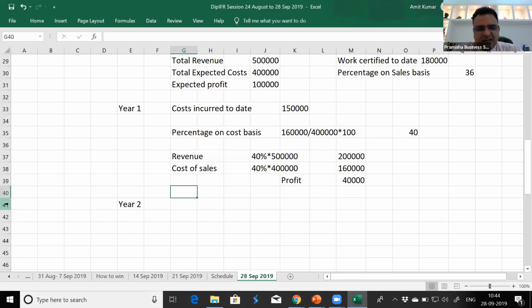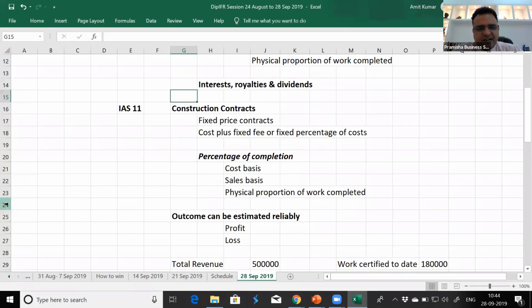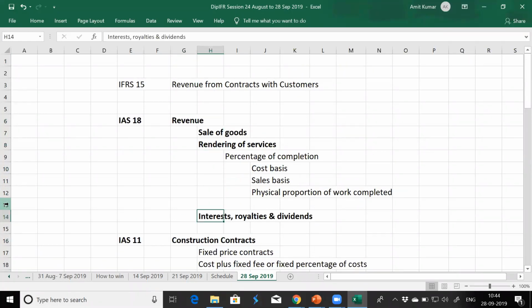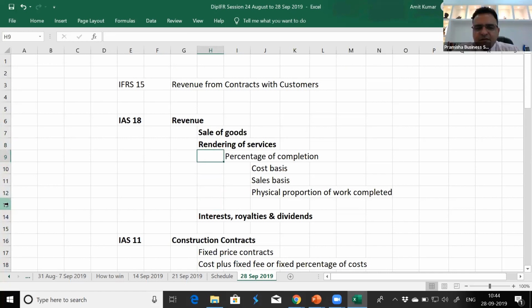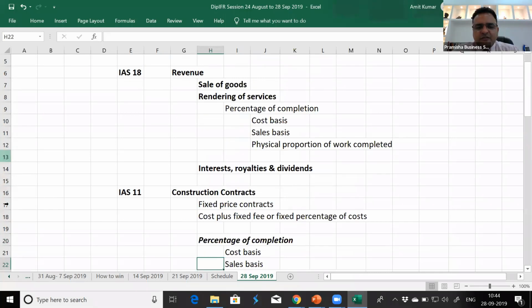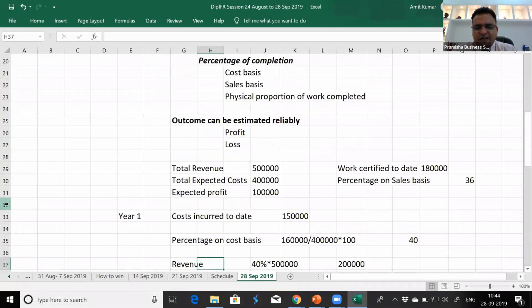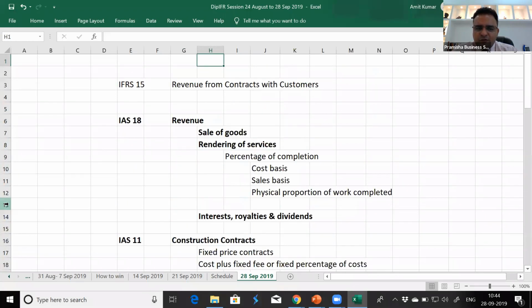So if you notice that I touched upon, there was sales of goods, there was interest, royalties, and dividends, but I picked up rendering of services within it. In construction contracts, I picked up the construction work, and with it, I am relating how the accounting for this is done. I'll be coming on to sales of goods and other areas.